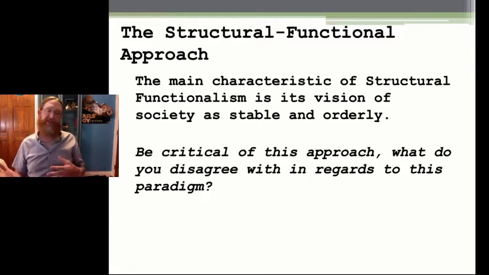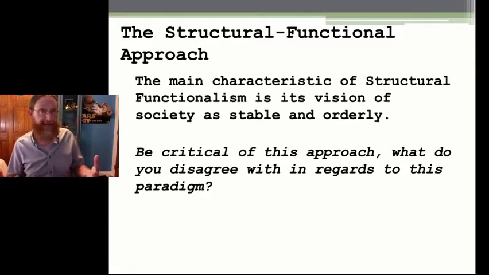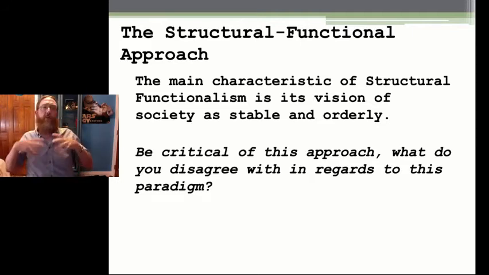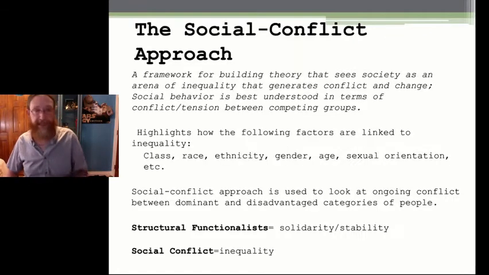So this is just one paradigm that we're looking at out of three. And like any of them, I would suggest that, even if we favor one over another, we try and get that culturally pluralistic view where we as sociologists can understand each of these sociological theories, okay? All right, social conflict approach.